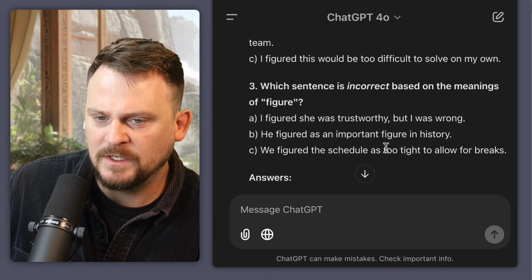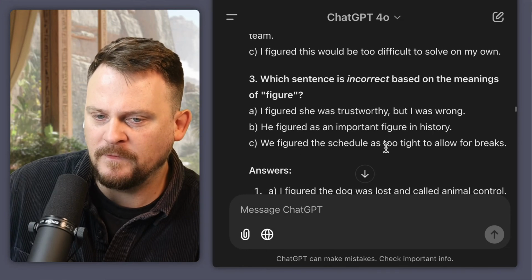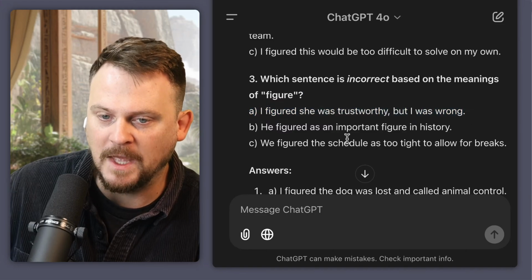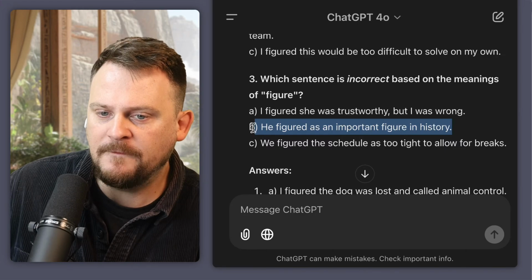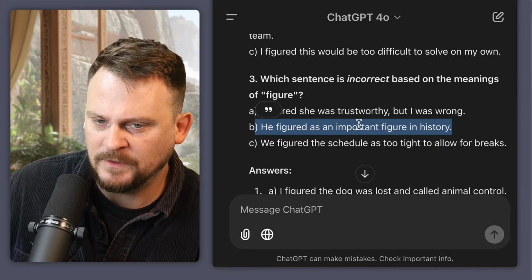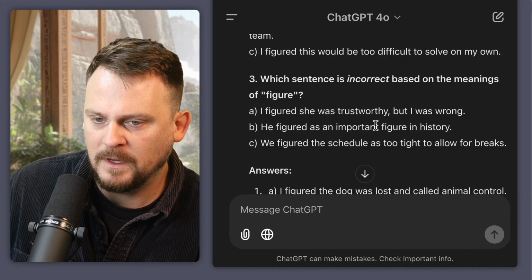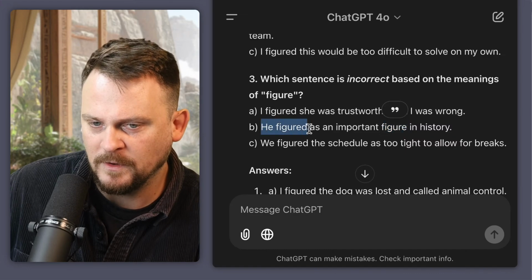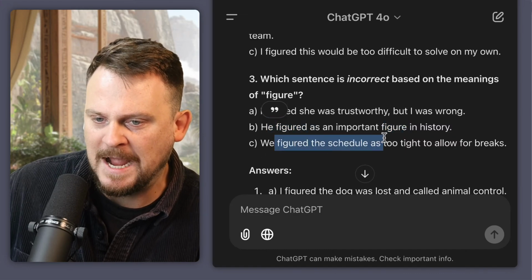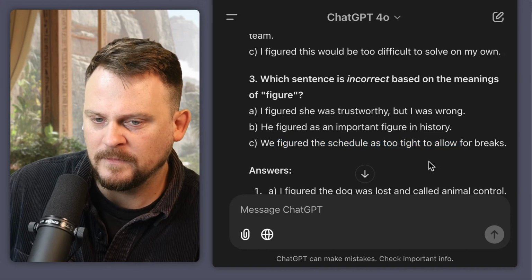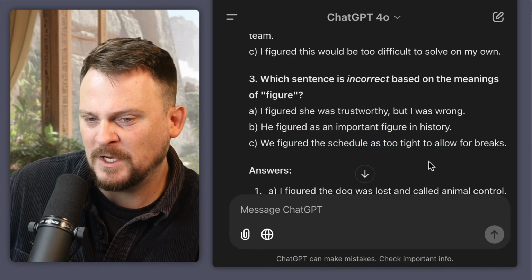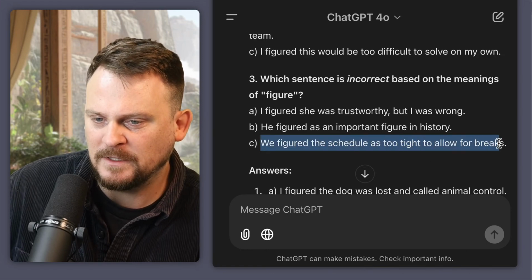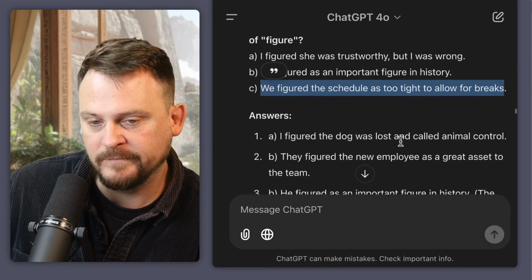Which sentence is incorrect based on the meanings of figure? I figured she was trustworthy, but I was wrong. That is correct. He figured as an important figure in history. Well, it's using figure in a way that we haven't learned, but that doesn't mean this whole thing is wrong. We figured the schedule as too tight to allow for breaks. I mean, normally you would say we figured the schedule was too tight to allow for breaks, not as too tight. So I still say C is wrong. All right, we'll skip that one.